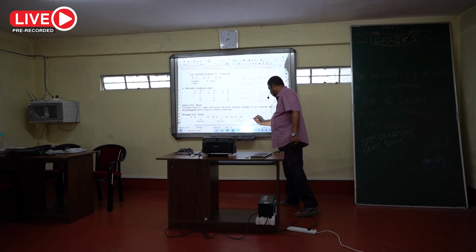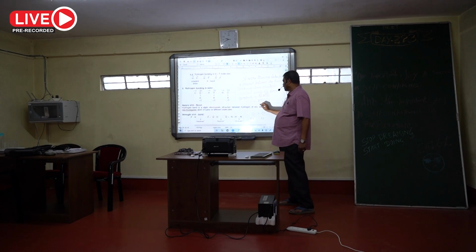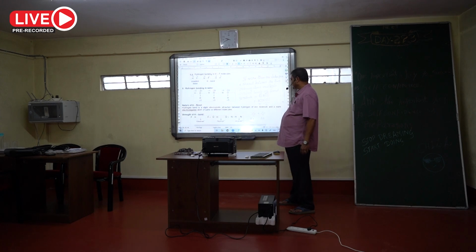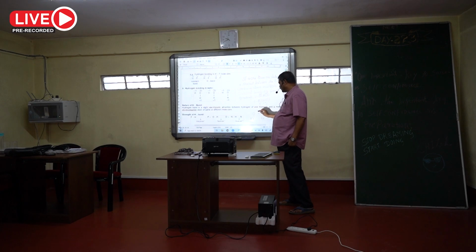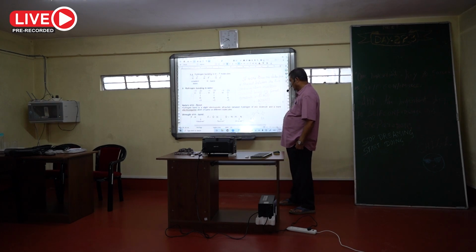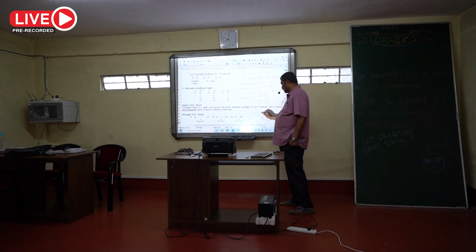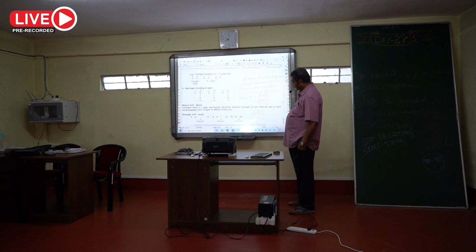So 2, 4. 2 here, 4 here. Now each oxygen contributes 2 electrons for bonding. This oxygen also contributes 2 electrons for bonding. Total 4 electrons are contributed. These 4 electrons become 2 pairs, and these pairs are equally shared by both oxygens.